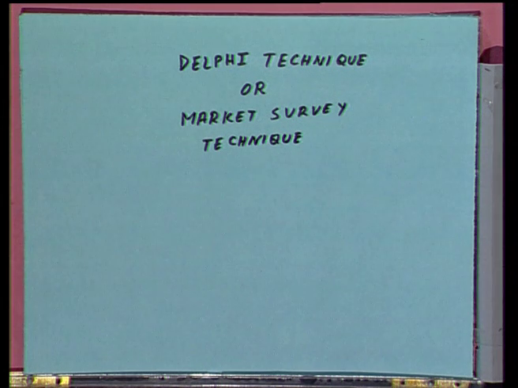The second one I have already explained in the previous lesson. In the first one, that is the Delphi technique, what we do is we identify a subject expert or the product expert as they call it, and we identify a series of experts, maybe about 4 or 5, and call for a meeting, prepare a questionnaire for them, and then give the questionnaire to these experts and ask them what they feel the demand for the product will be around in the next 4 to 5 years.